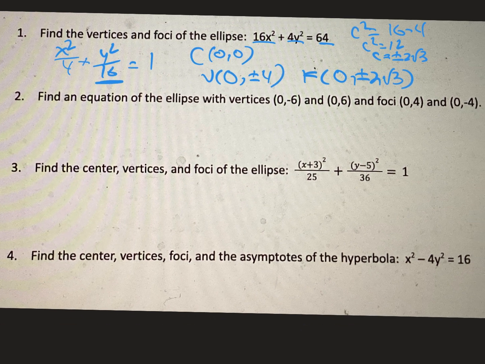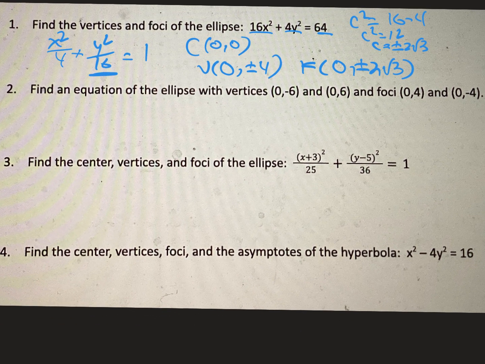Number 2, going backwards, find an equation of the ellipse that has those vertices and those foci. Okay, so I know it's going to be x squared over something plus y squared over something is 1. And the reason I know that the center is 0, 0 is because that's halfway between those two. All right, so because I went 6 and negative 6 on the y, if you square that, you get 36. So 36 goes under there.